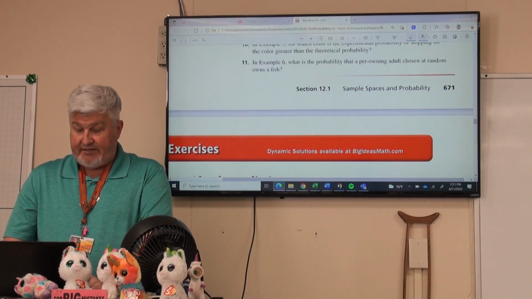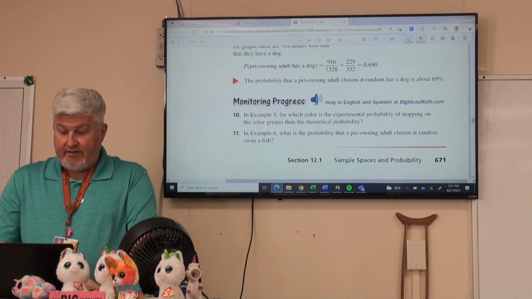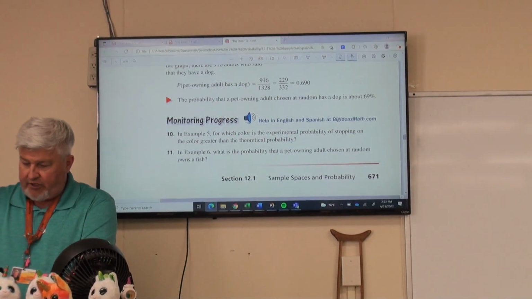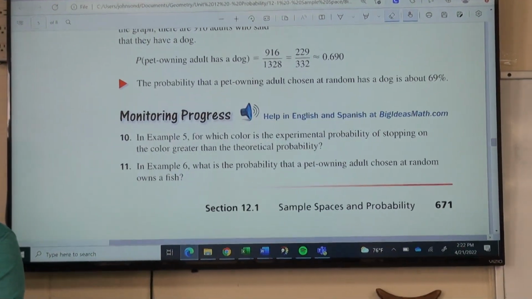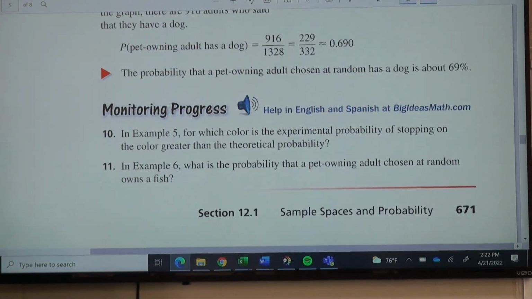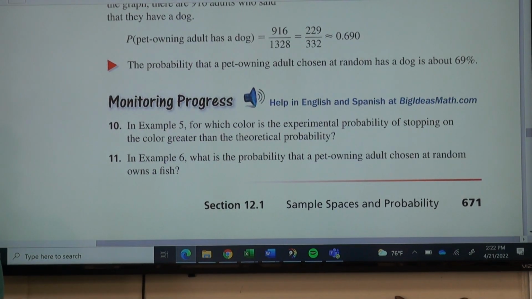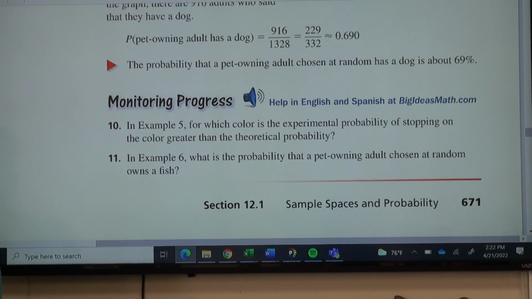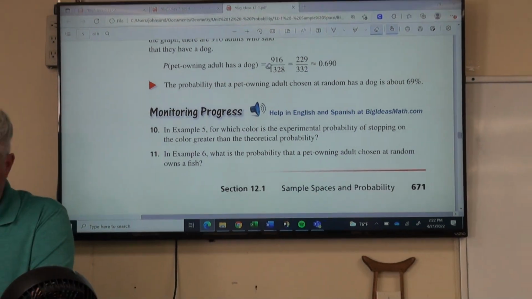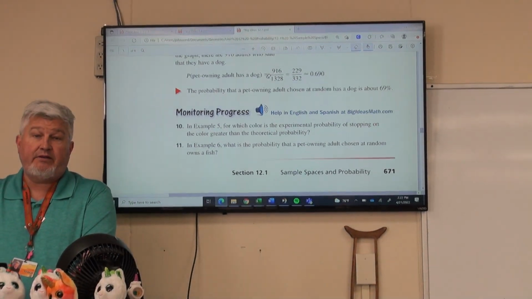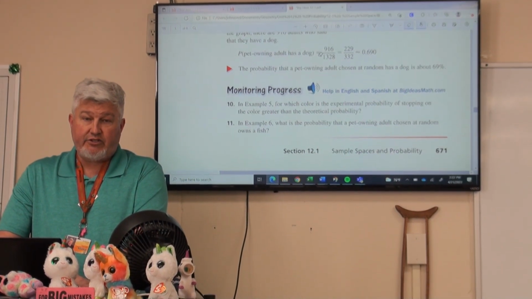Monitoring progress, and indeed this is the last thing. In example 5, for which color is the experimental probability of stopping on the color greater than the theoretical probability? And in example 6, what is the probability that a pet-owning adult chosen at random owns fish? Okay, so we're going to pause here for just a moment and let you guys answer these questions.